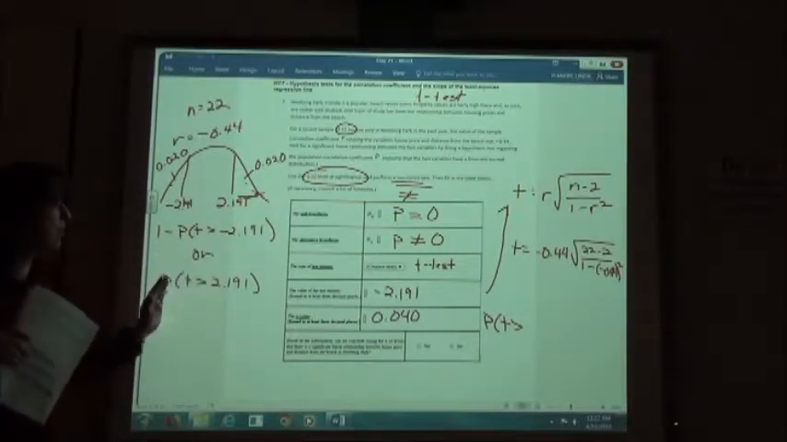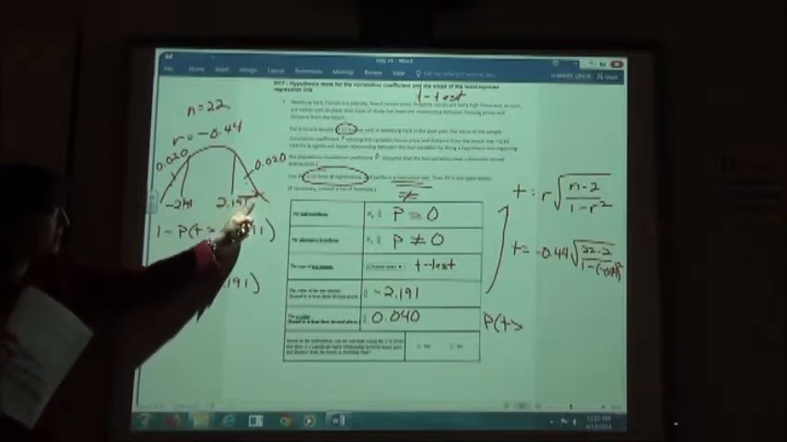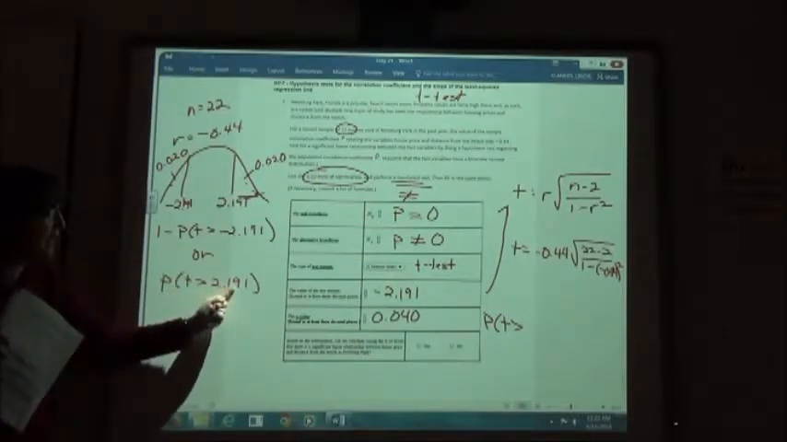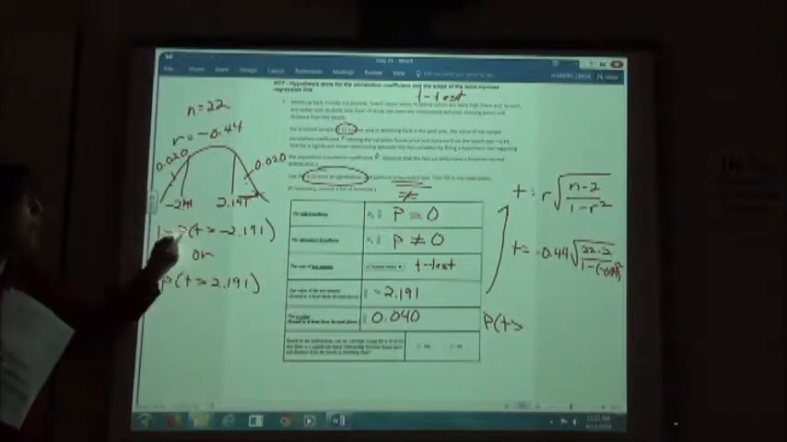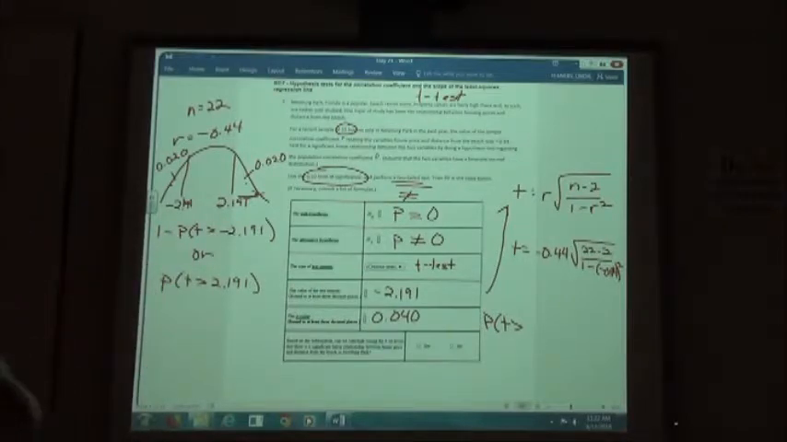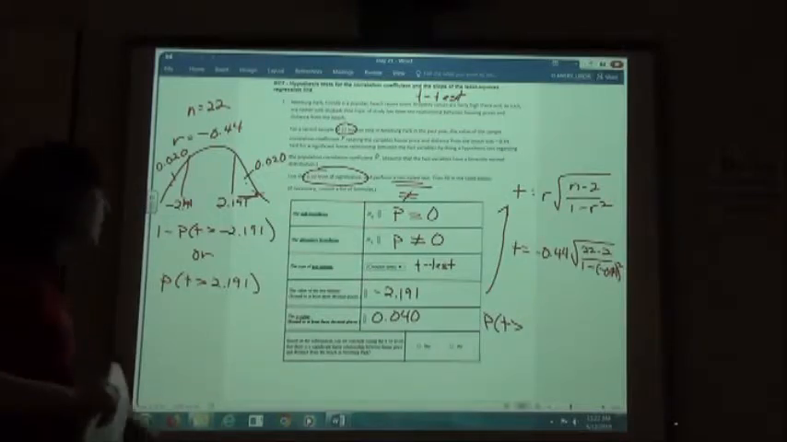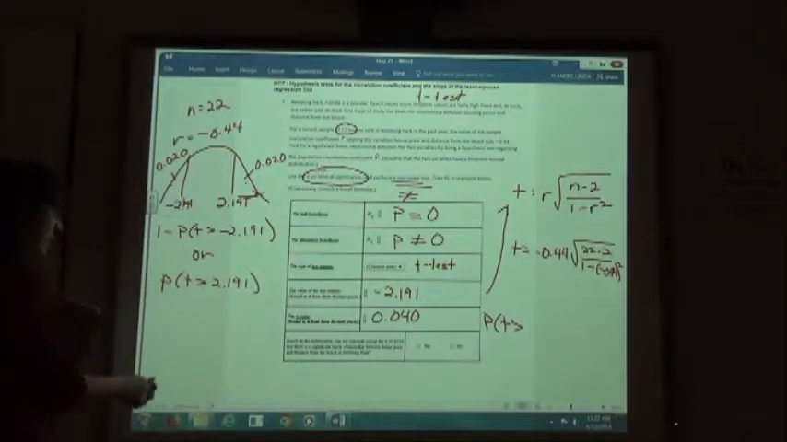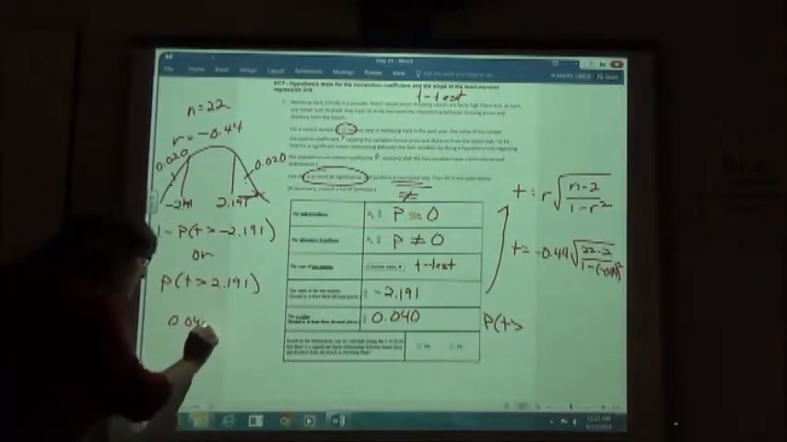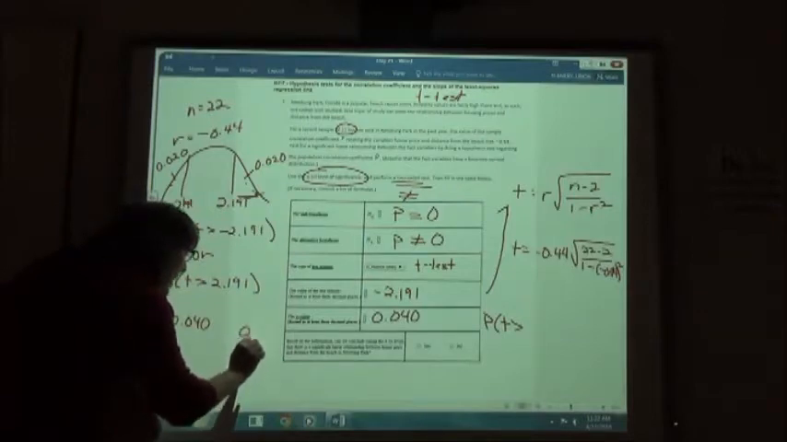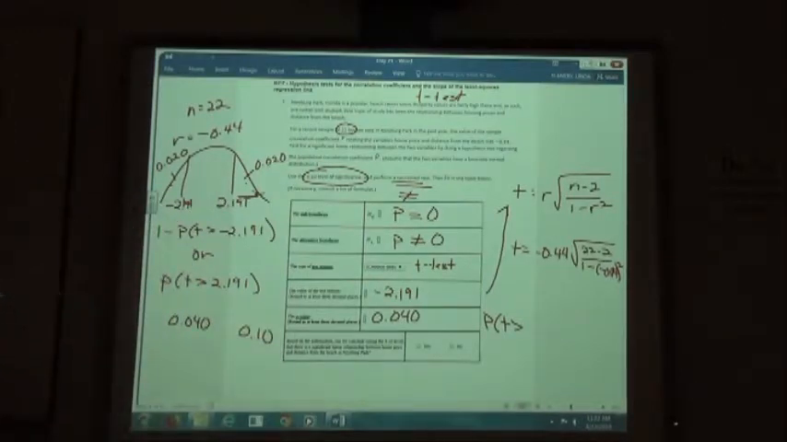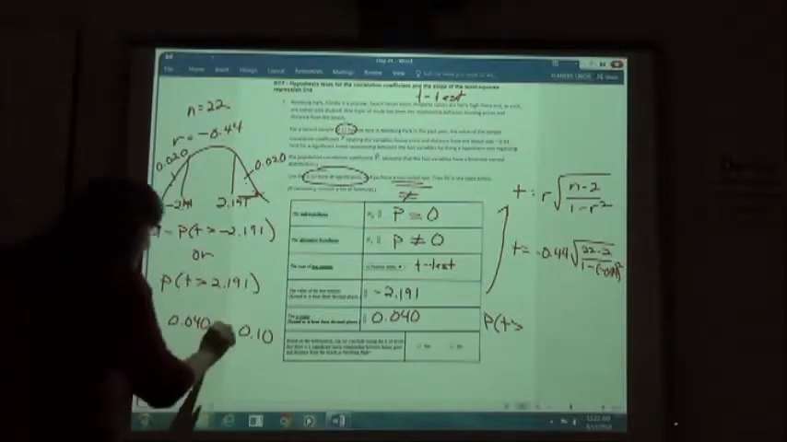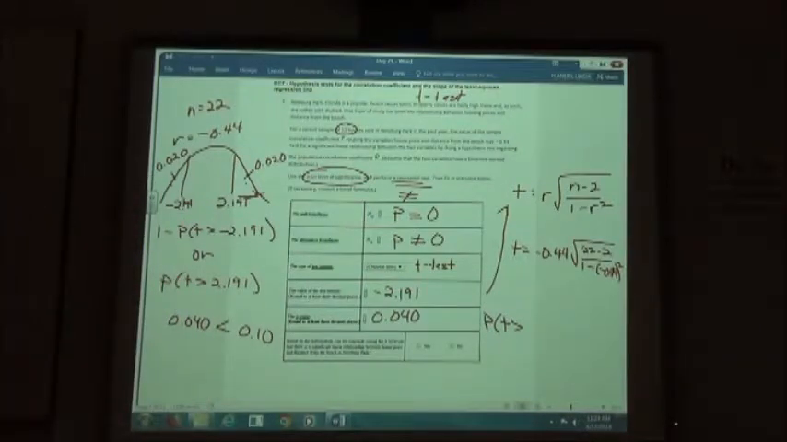We're calculating our p-value to the right. So if you have the positive number, you just have that. If you have the negative, you've got to do 1 minus. All right, so there are a couple of ways you could get that number. Now I'm going to compare my p-value to my level of significance. Is 4% greater than or less than 10%? Well, we know that 4% is less than 10%.